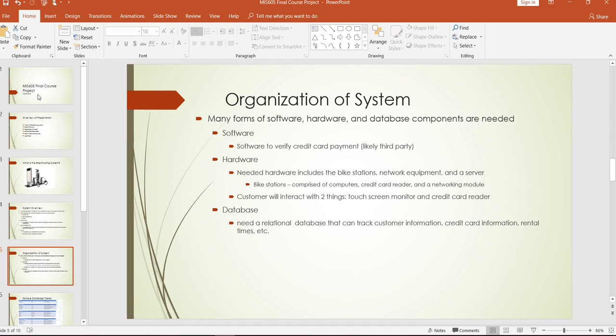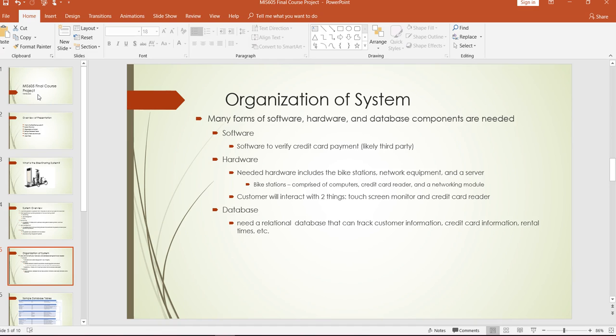For example, Discover Card and MasterCard have their own systems. There's plenty of others that do exist. The needed hardware would include several pieces. We would have to have the physical bike stations and all the equipment that's part of that station. We would have to have network equipment as well as a server. Those pieces of hardware are important because they allow the terminal that the customer interacts with to connect with the internet or the third-party company that verifies the credit card, so that the person can actually pay to get a bike to rent.